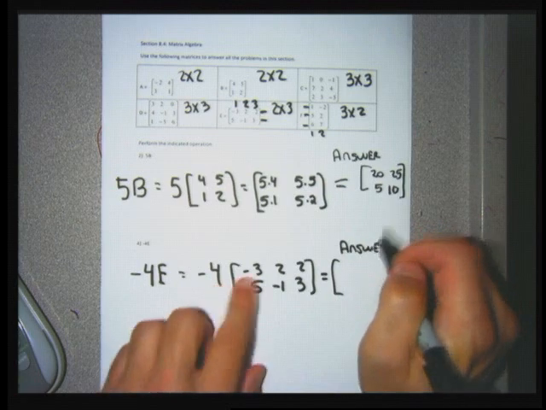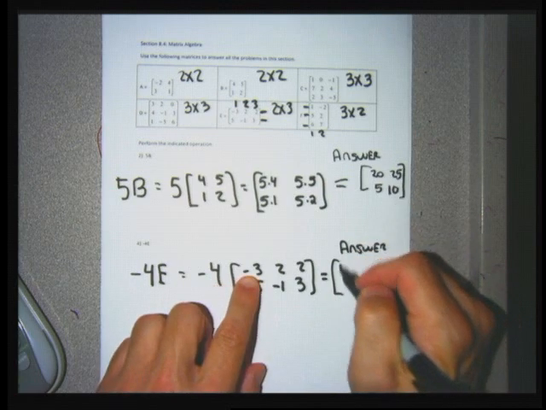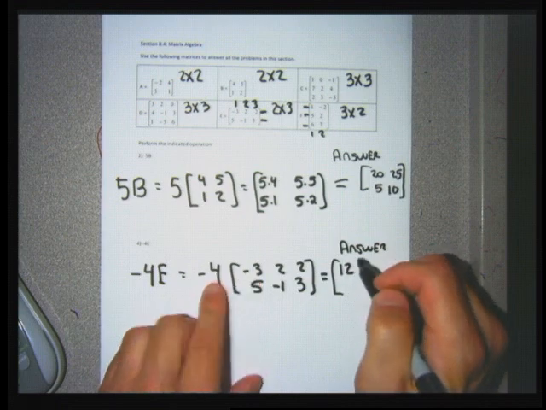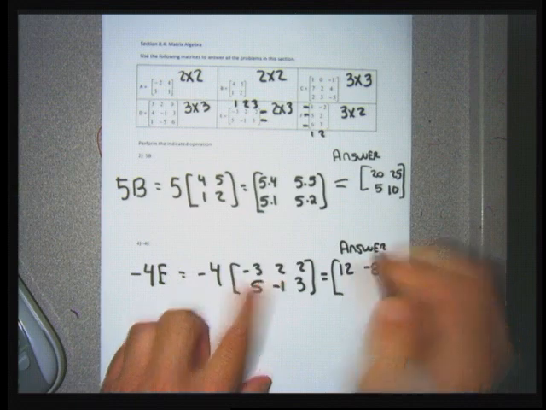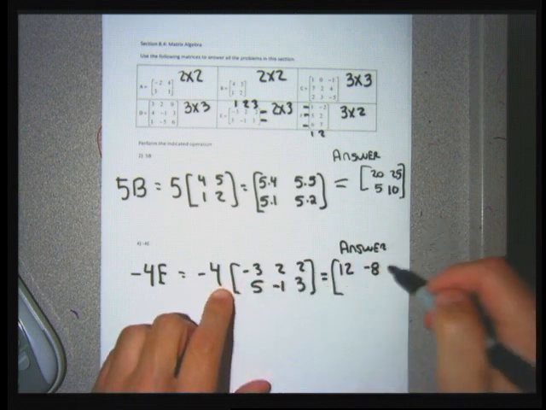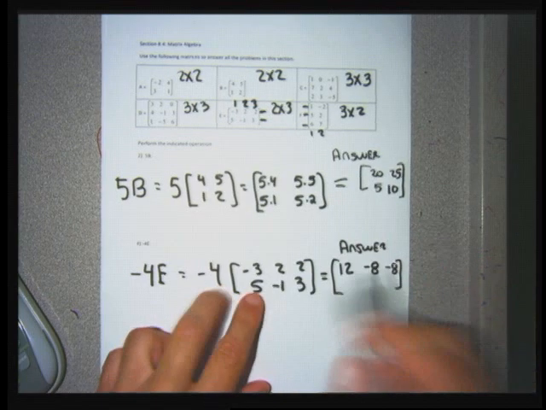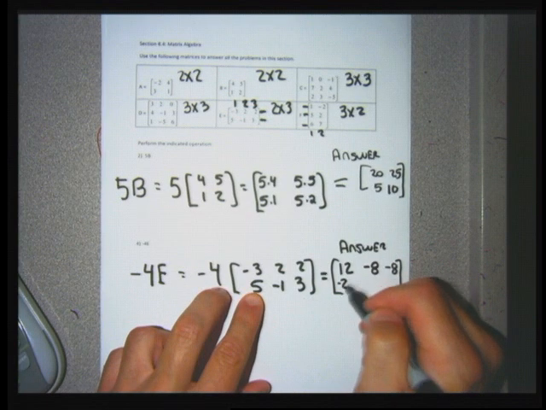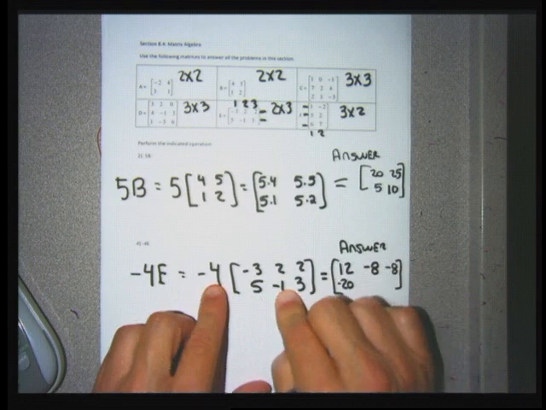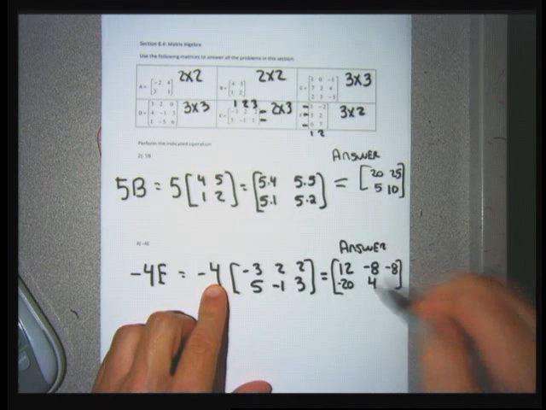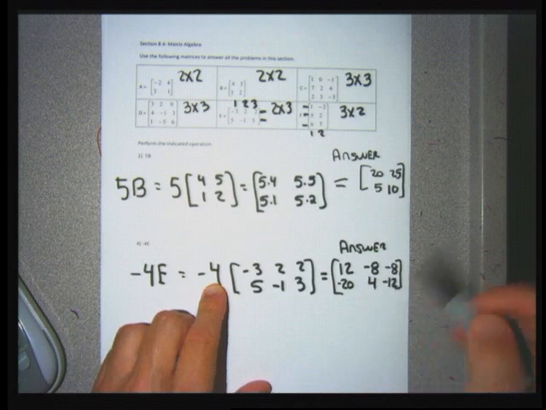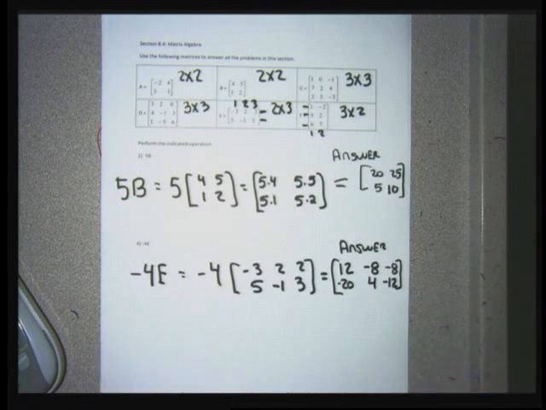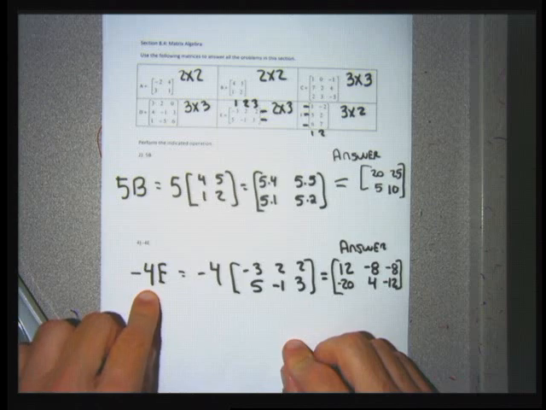So I'm going to go -4 times -3, the 2 negatives multiply to be a positive, and I get a 12. -4 times +2 is a -8. Another -4 times +2 is a -8. -4 times +5 is a -20. -4 times -1 is +4. -4 times +3 is -12. I think that's the right answer for the scalar multiplication -4 times E.